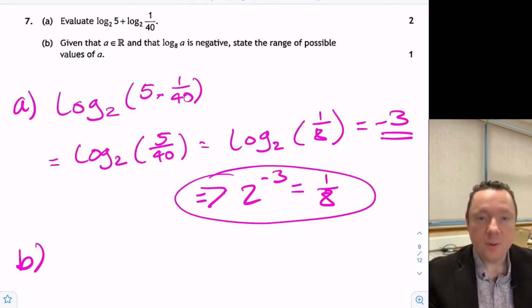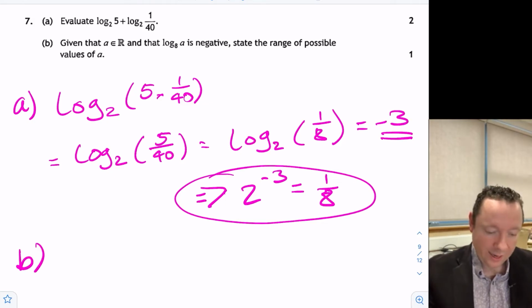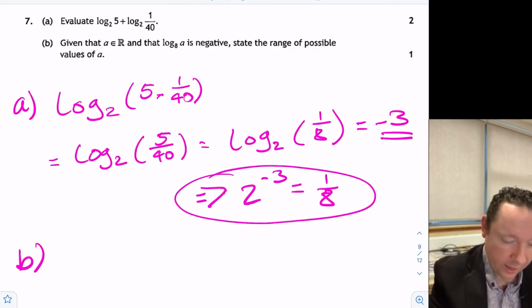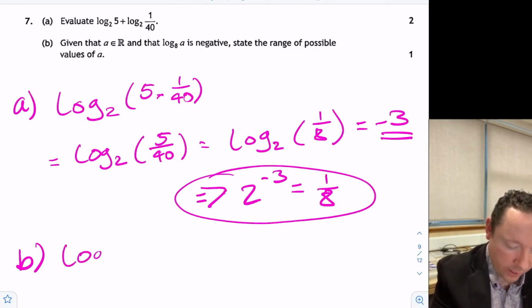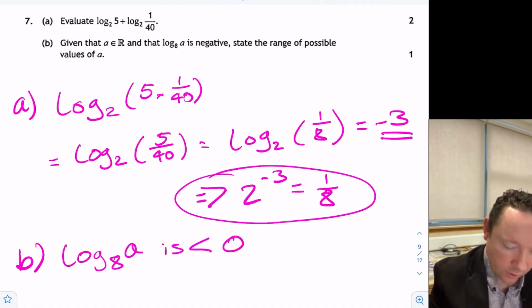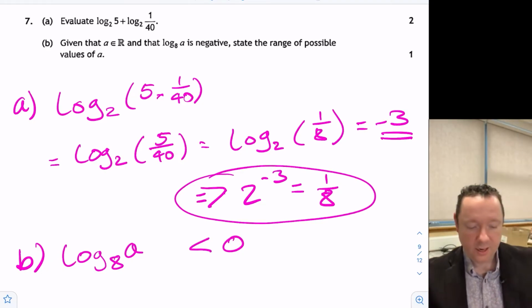Part B. Given a is a member of the real numbers and that log 8 a is negative, state the possible values of a. So we're saying that log base 8 of a is negative, so less than 0. We don't need to write the a's. So log base 8 of a is less than 0.